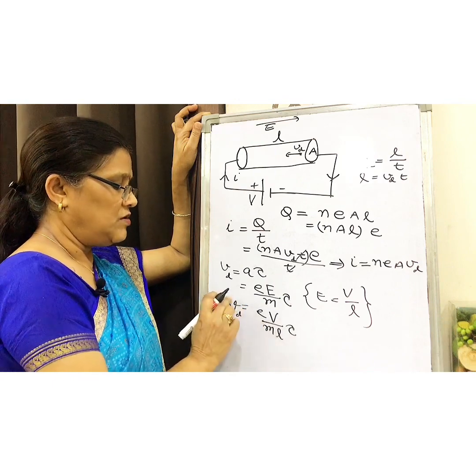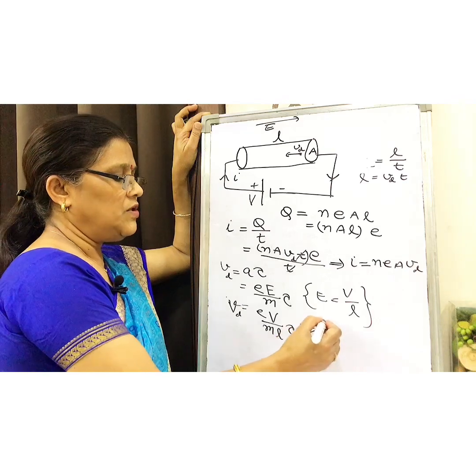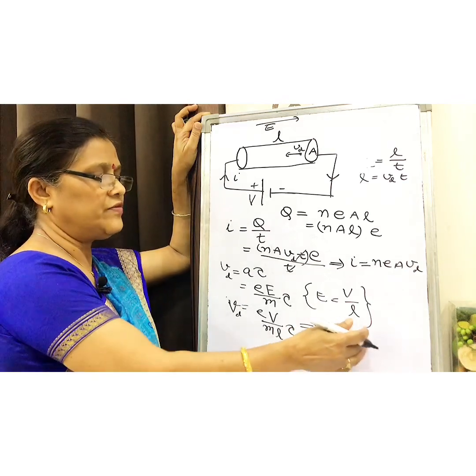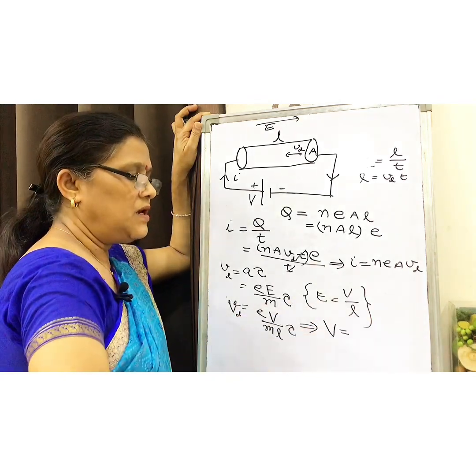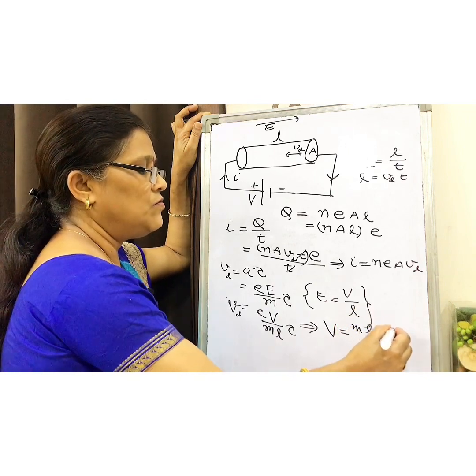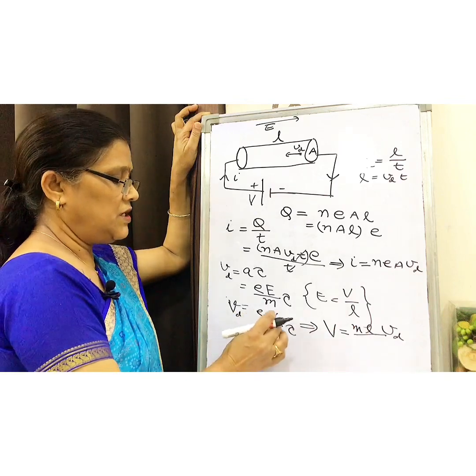This is the drift velocity. From this relation, we can find the relation between the potential difference and drift velocity. So, what is V here? This is mL Vd upon e tau.